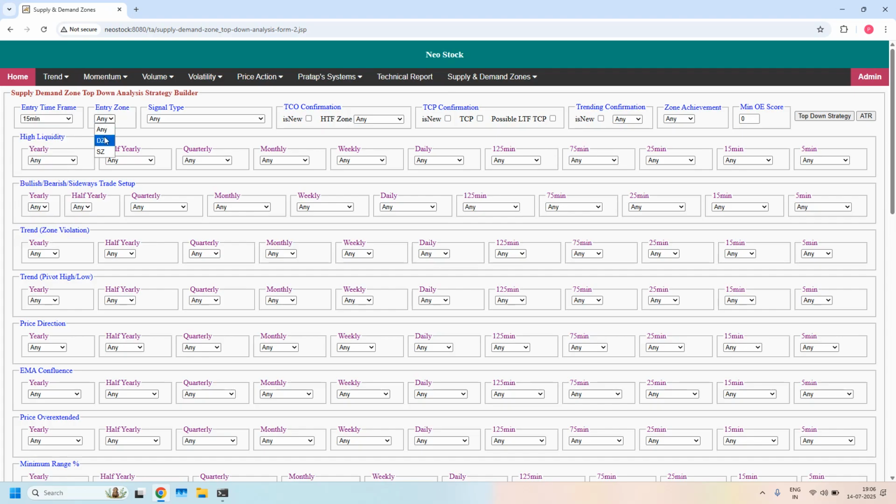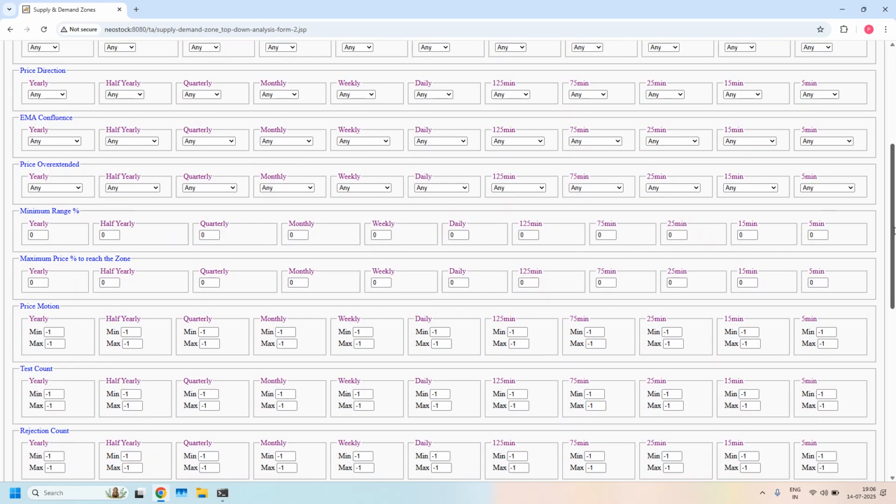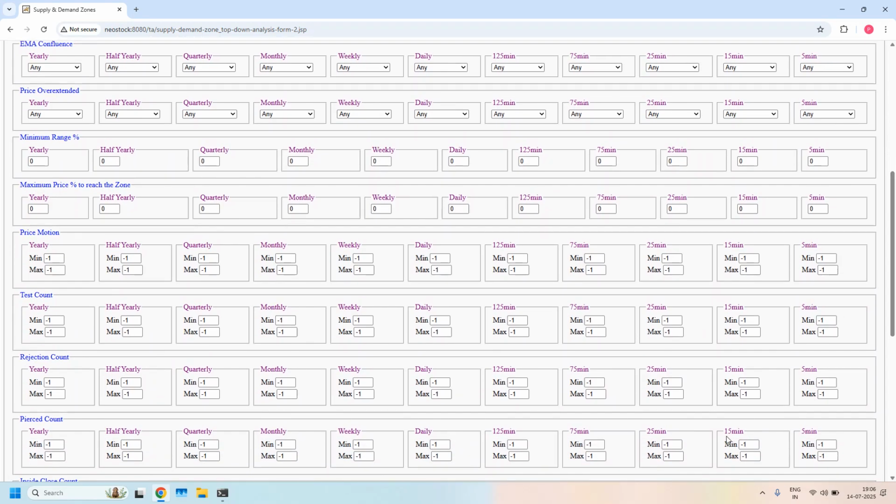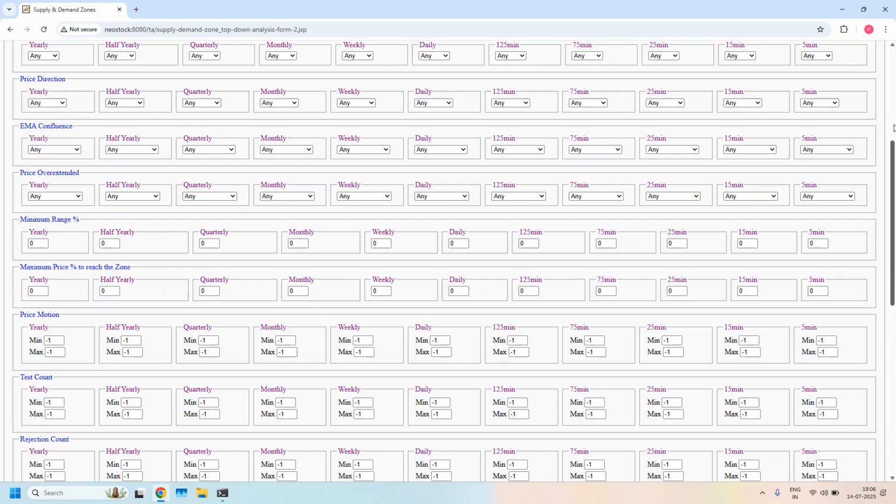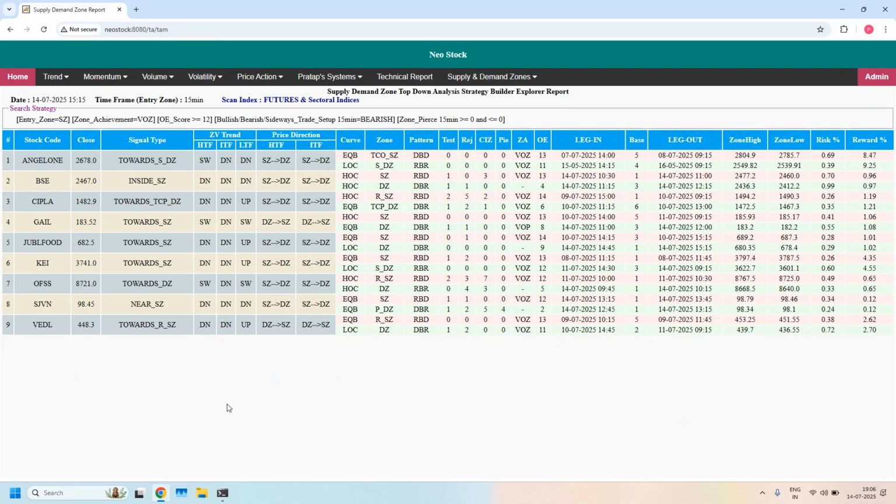Entry time frame 15 minutes, entry zone, supply zone. Here I am selecting bearish, zone achievement VOZ, minimum order enhancer score 12, and also 15 minute supply zone should not be pierced. So in the pierced count at 15 minutes, minimum value 0, maximum value 0. With these filters, we got 9 stocks supporting bearish trade setup. For daily income trade, entry time frame zones are 15 minutes supply zones. So all these are 15 minute supply zones.